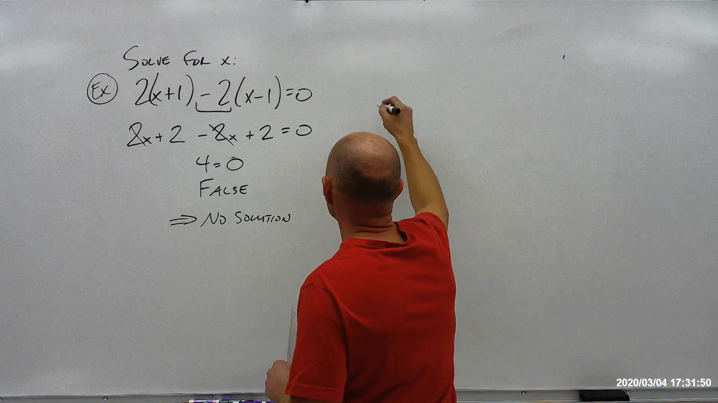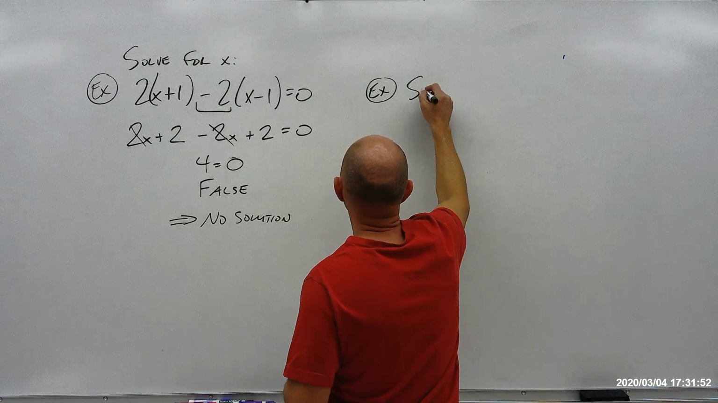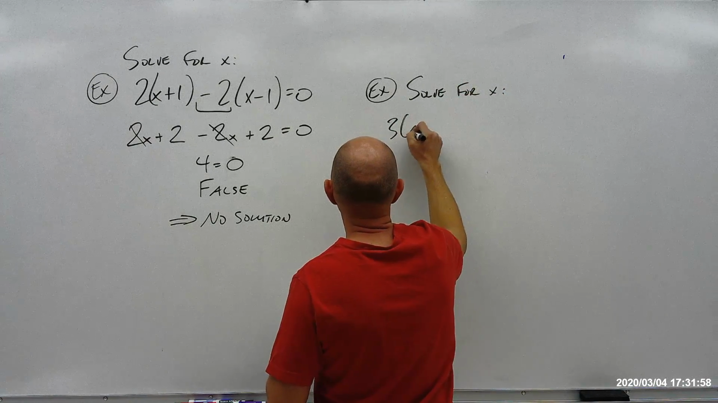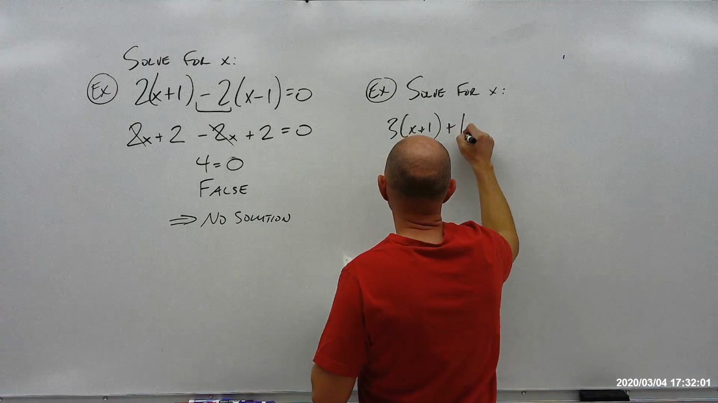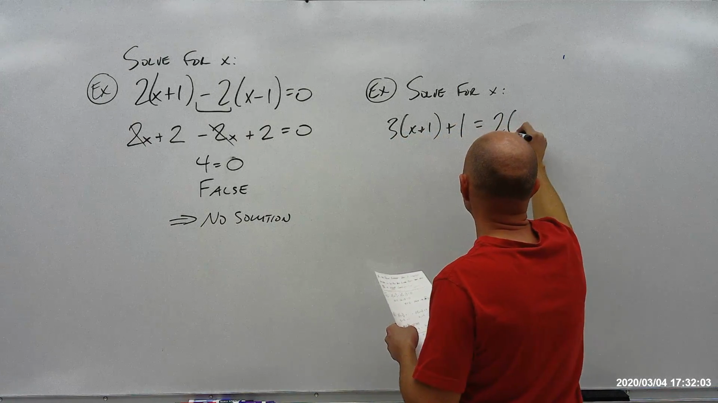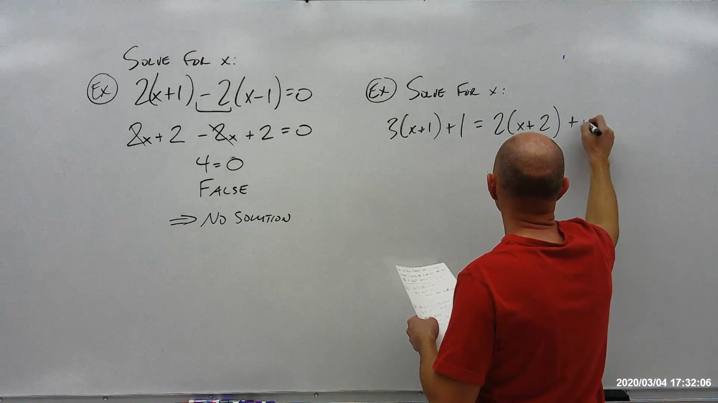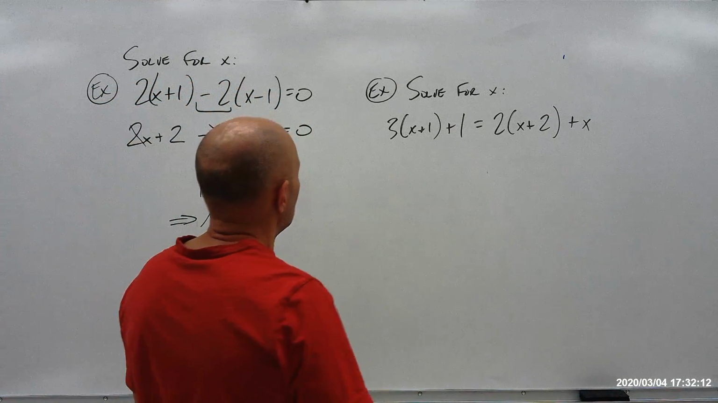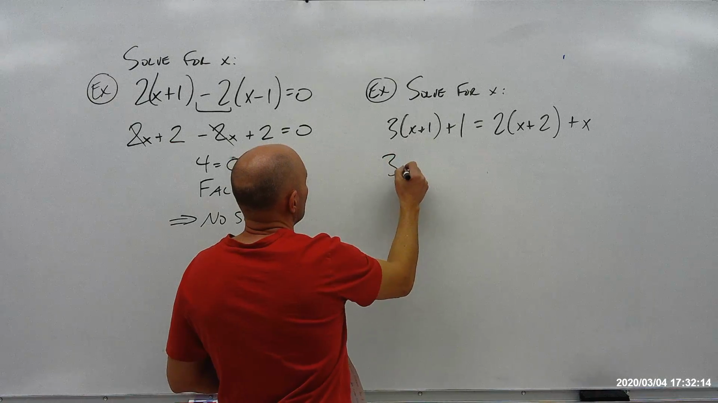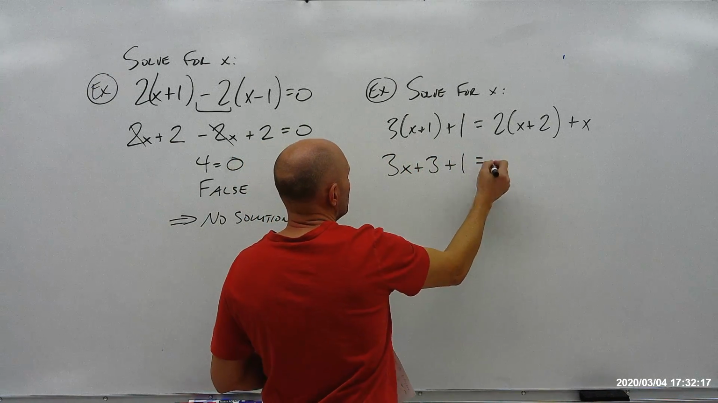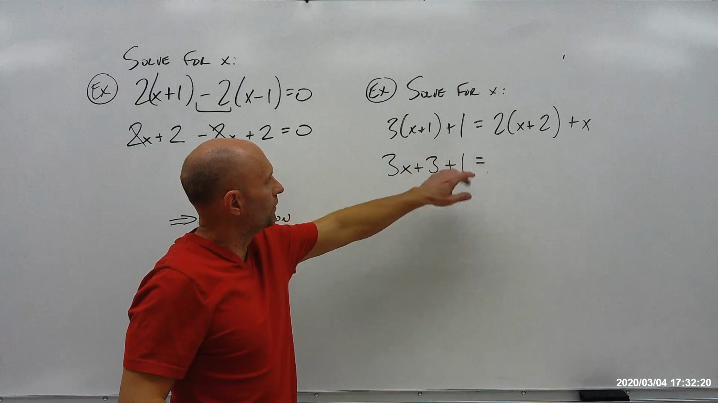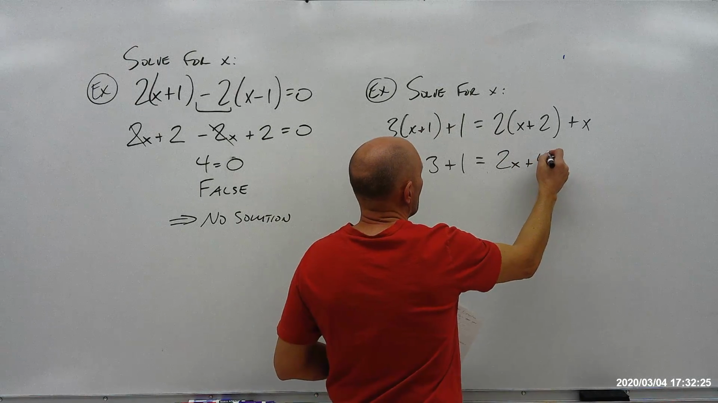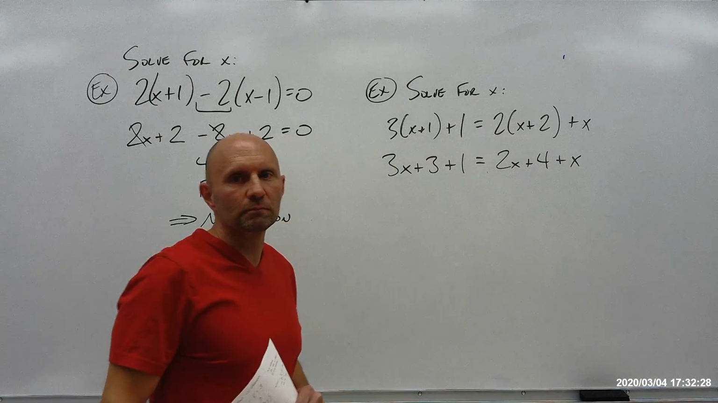Let's look at another example. Again, we want to solve for x. And we have 3 times (x plus 1) plus 1 is equal to 2 times (x plus 2) plus x. So here again, let's simplify both sides. Distribute the 3. We get 3x plus 3 plus 1. On the left, don't forget this one here. And don't forget the x on the outside. And here we get what? 2x plus 4 plus x.